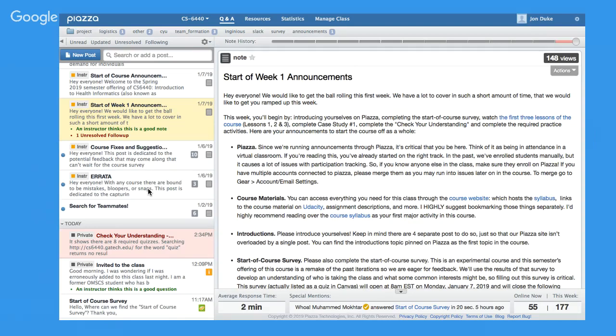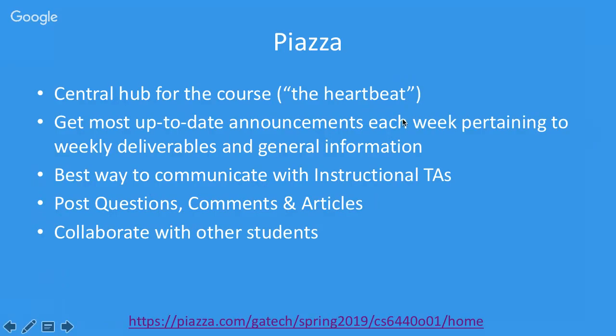A big point to note is that we've joined the Piazzas, both online and on campus. If you go to campus and click on Piazza, it'll get you to the right place. You should have all been invited. I think you have been. But if for whatever reason you're not there and you're wondering, it says CS6440 0001. That's the one for both the online and on-campus course.